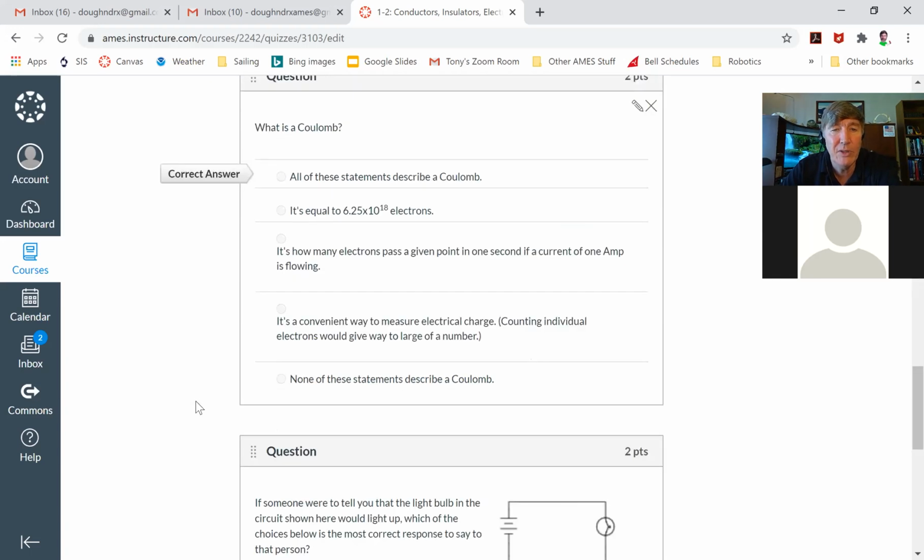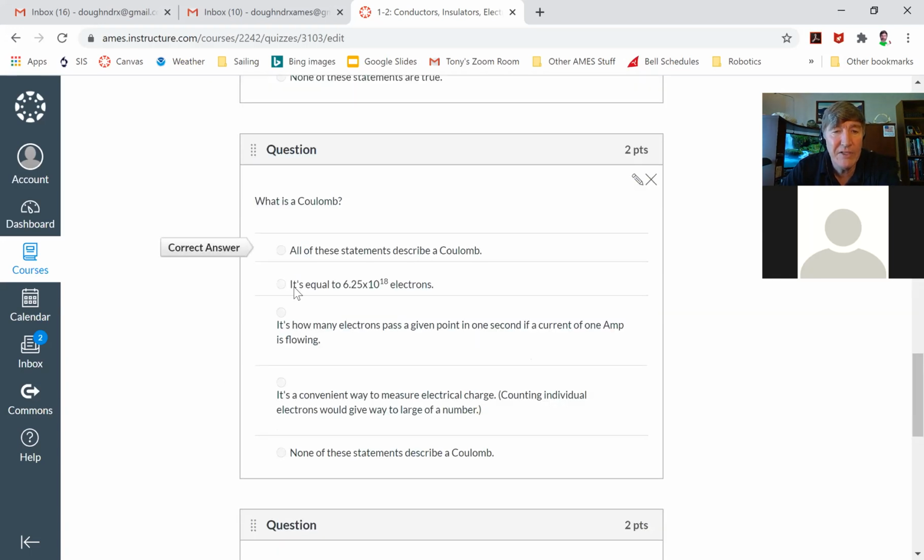So what is a Coulomb? All of the statements here are true. A Coulomb is this many electrons. By the way, do you guys know about scientific notation? So if I say 6.25 times 10 to the 18th, I wonder if you know that.